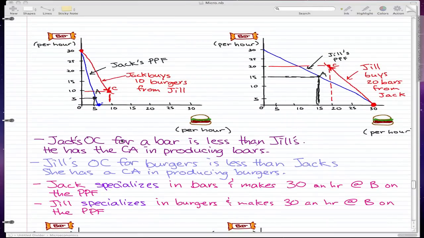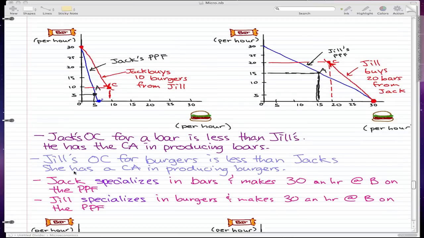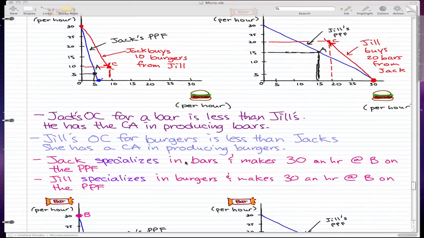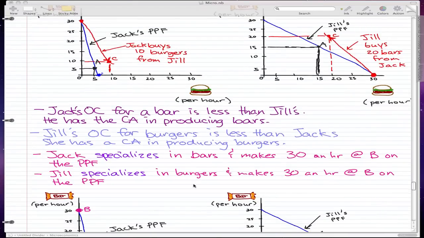What we found out is that Jack's opportunity cost for a bar is less than Jill's, so he has the comparative advantage in producing bars. Jill's opportunity cost for burgers is less than Jack's, so Jill has a comparative advantage in producing burgers. So we know that they have these comparative advantages in two different things. What's a good idea is to have Jack specialize, and I made the font here purple to notify you that it's a really important keyword.